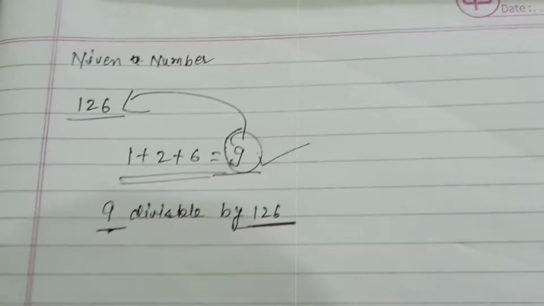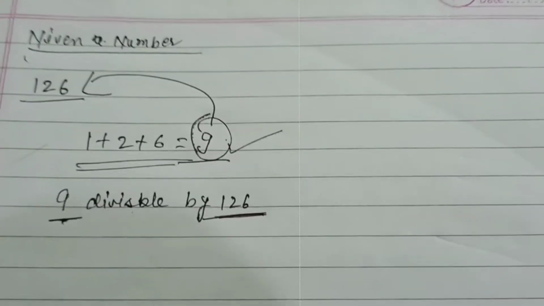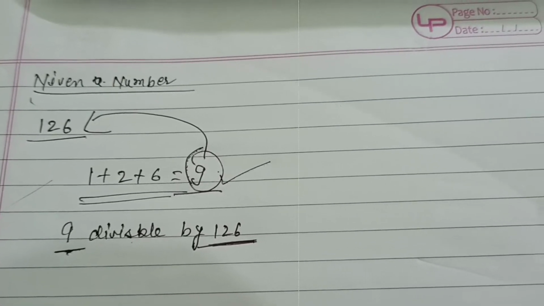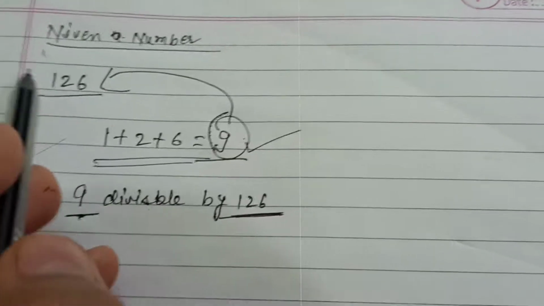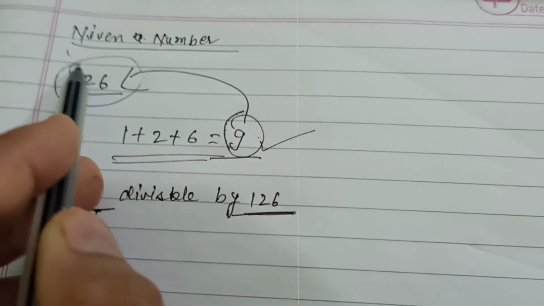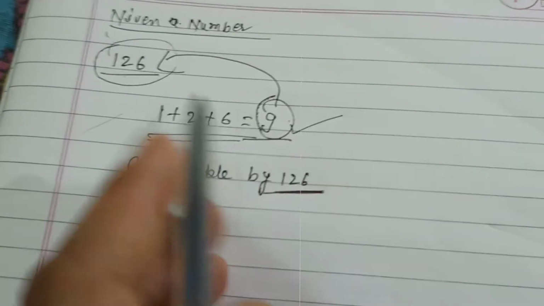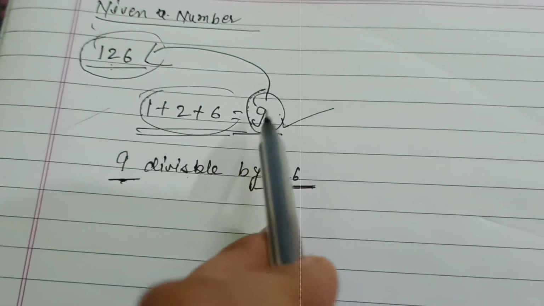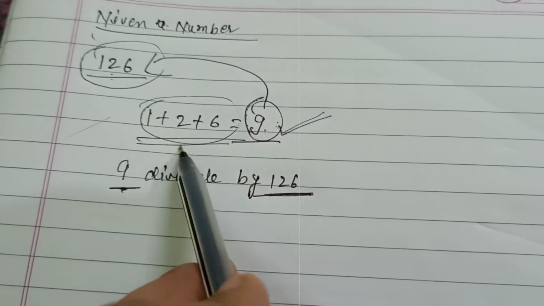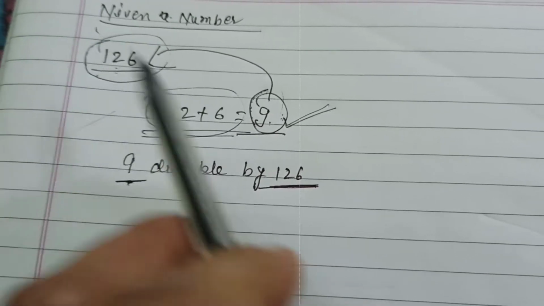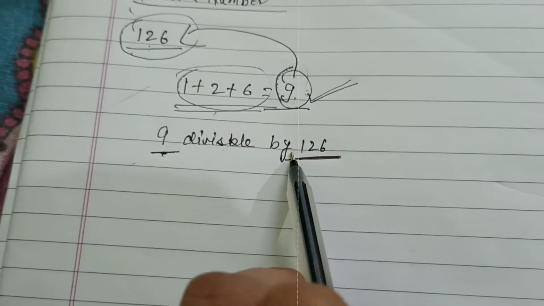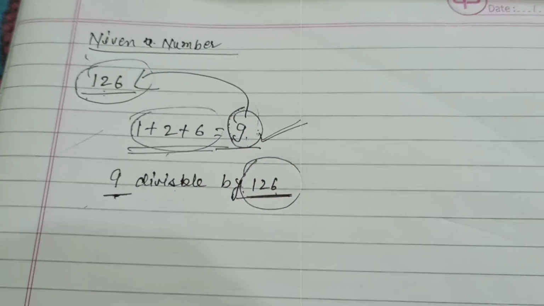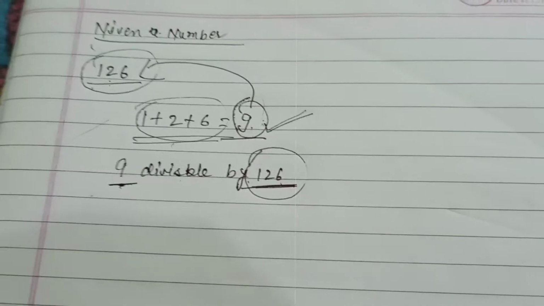We'll see in this video what a Nevin number is. A Nevin number is a number which is divisible by its sum of digits. Suppose I write 126. When we add its digits, the sum is 9, and 126 is divisible by 9. This type of number is called a Nevin number, so 126 is a Nevin number.